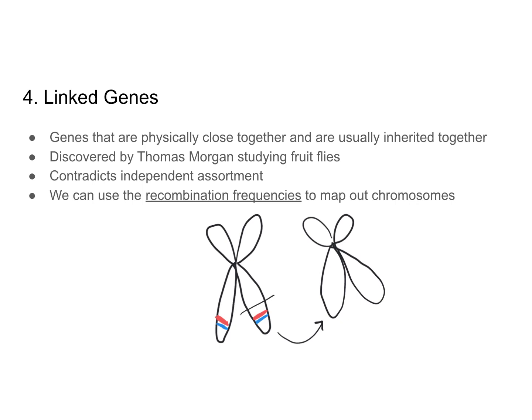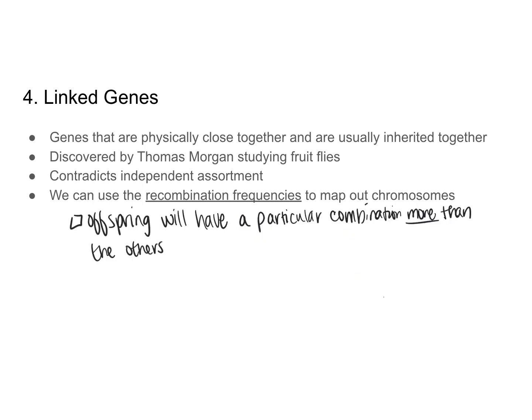So linked genes are physically close together on the same chromosome, and they're usually inherited together. And that's what a linked gene is. So how do we know if we reject a null hypothesis because of a linked gene? One of the ways you can tell is that the offspring are going to have a particular combination more often than the others.